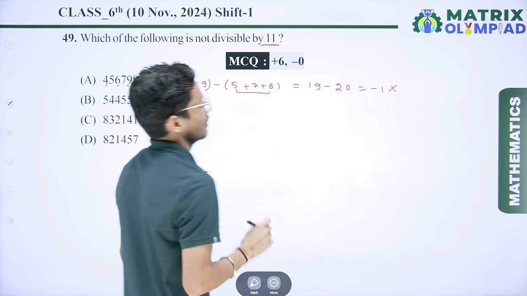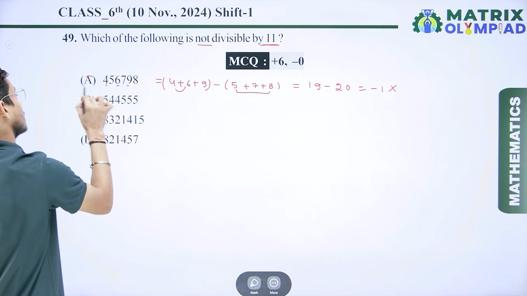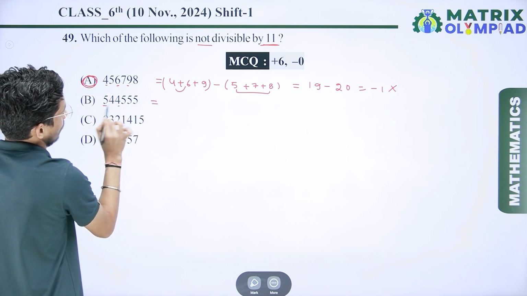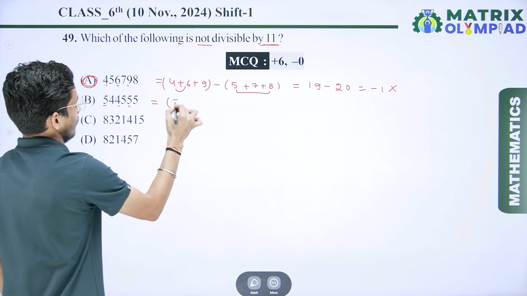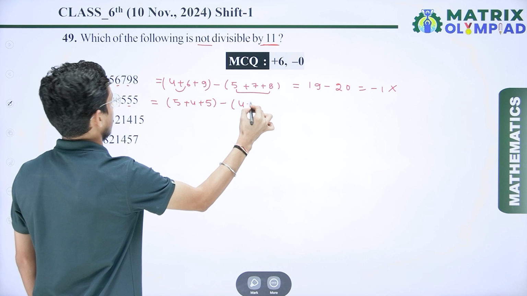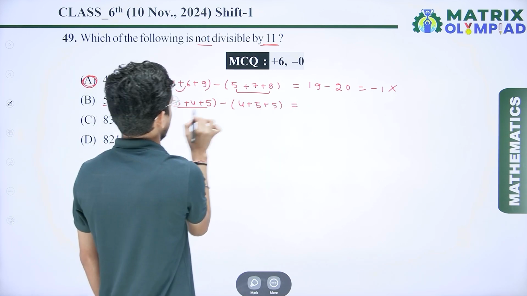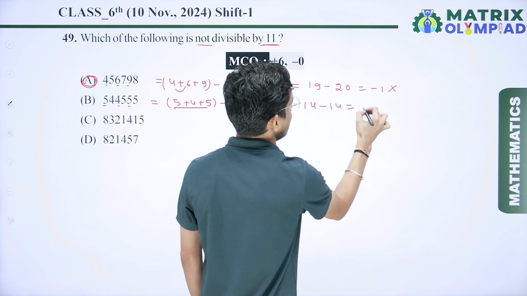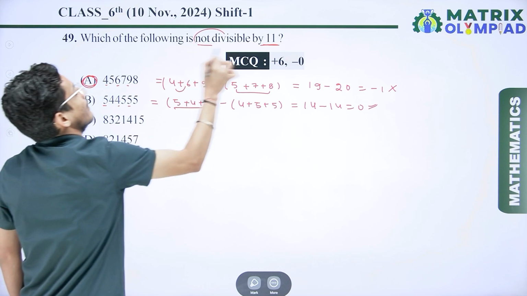So this number is not divisible by 11. So which of the following is not divisible by 11? Here option A is the correct one. If I talk about B, here again 5, 4, 5 are the odd places numbers. So 5 plus 4 plus 5 minus 4 plus 5 plus 5. Here I get 5 and 4 is 9, 9 and 5 is 14, so 14 minus 14, that is 0. It means this number is divisible by 11, but we have to find not divisible by 11.